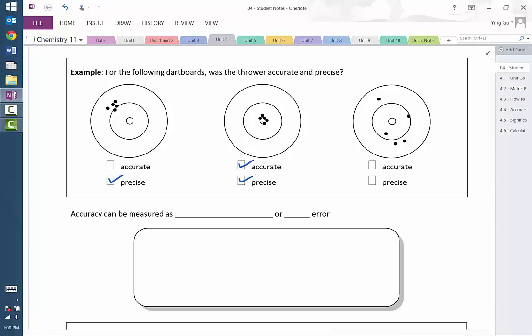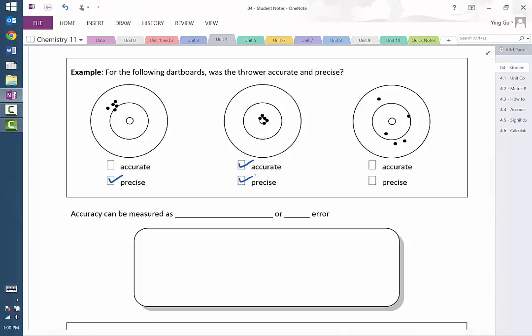In our third dartboard, we see that each of our shots are nowhere close to the middle, so it's not accurate. And they're nowhere close to each other either, so they're not precise. So that is what we try to avoid in science. We don't want to be inaccurate and imprecise.